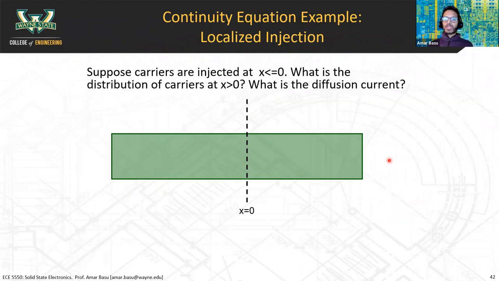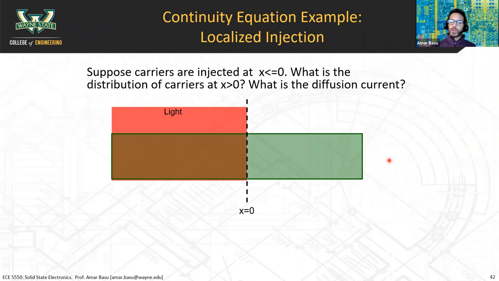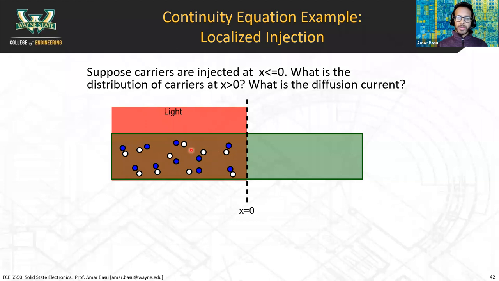So suppose carriers are injected at x less than or equal to zero. What is the distribution of carriers at x greater than zero, and what is the diffusion current? In this case, we are shining light on the left side of the semiconductor, so we're creating our excess electrons and holes there. This is going to be steady state injection. On the right side, we're not shining light, so we don't have the excess electrons and holes. That's how we set up our gradient: a higher electron and hole concentration on this side, lower on this side.